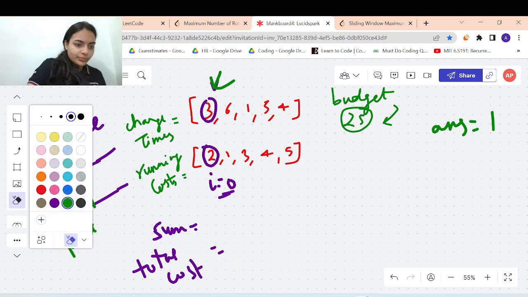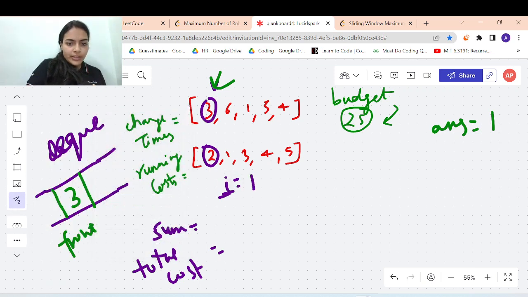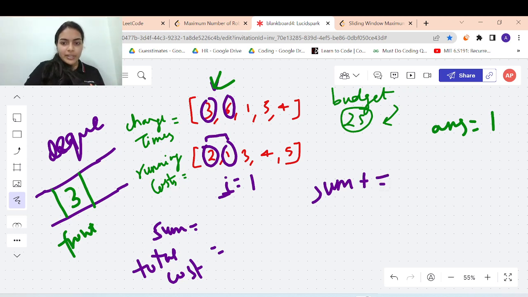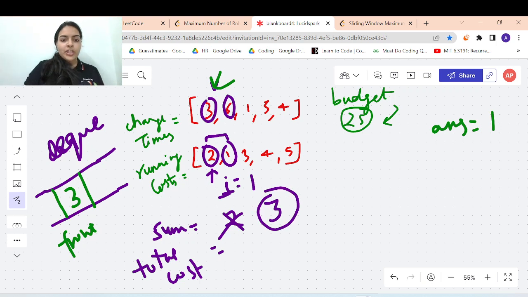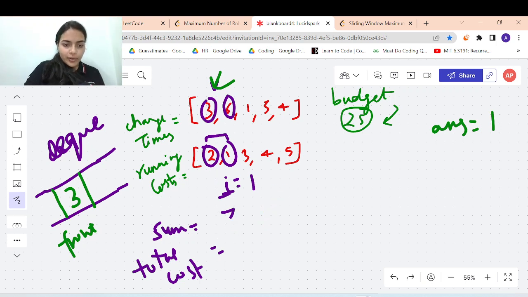Now let's continue. Now we will change our I pointer. So I will go to I equal to 1. That means we are going to pick these 2 robots. So what is the total cost? So sum can just be increased simply, right? Sum you can just increase simply. So sum plus equal to 1. Okay, so for increasing sum, very simple code, just take this element. So initially sum was 2, so 2 plus 1 will become equal to 3. So after you pick this robot, the sum will become equal to 3.